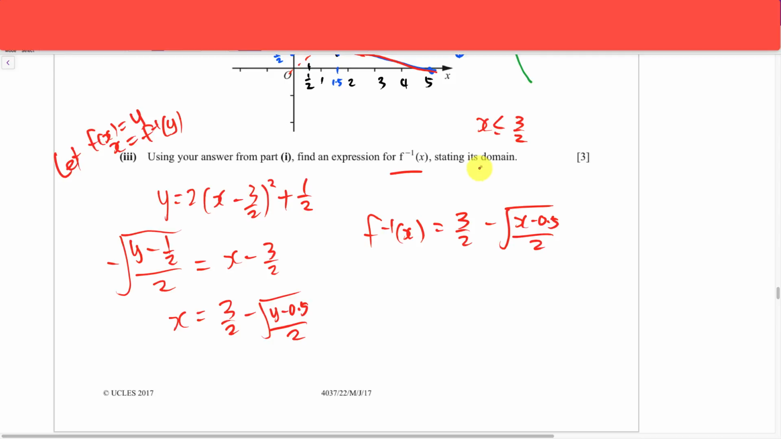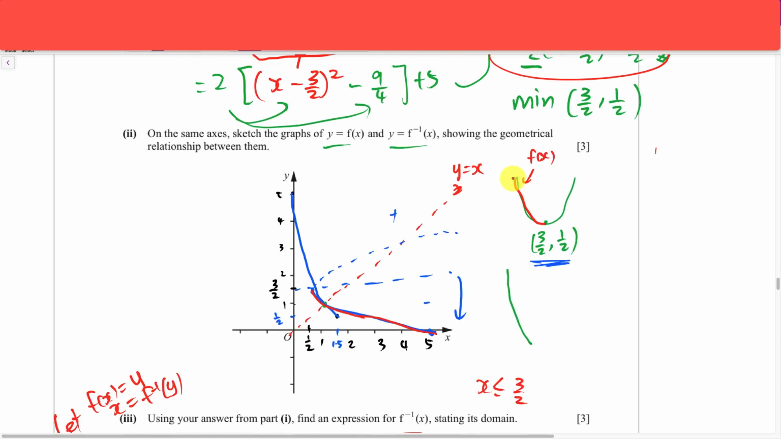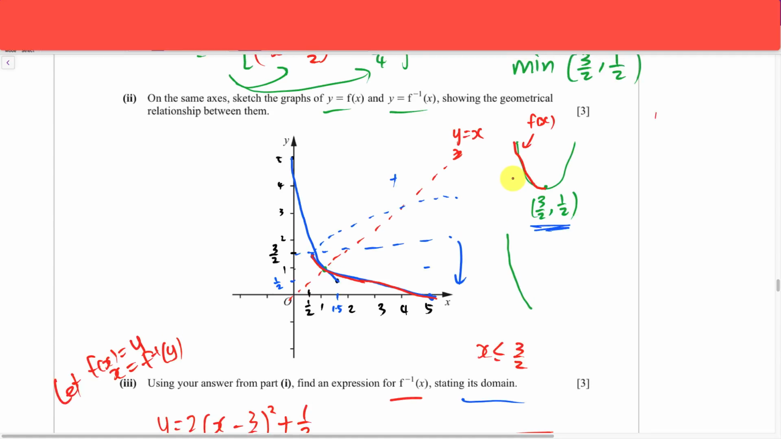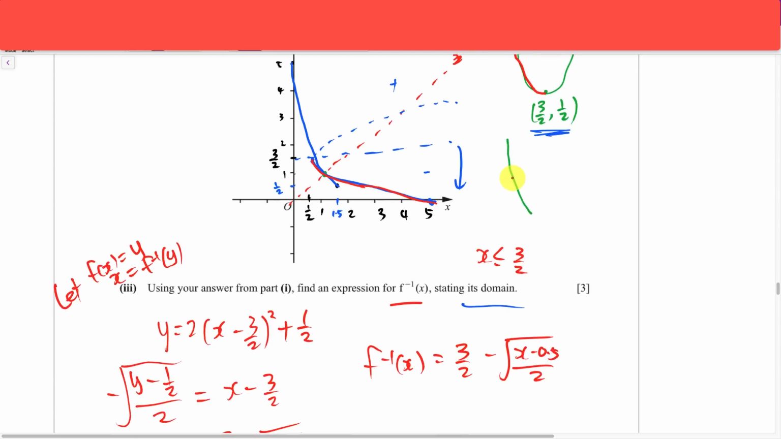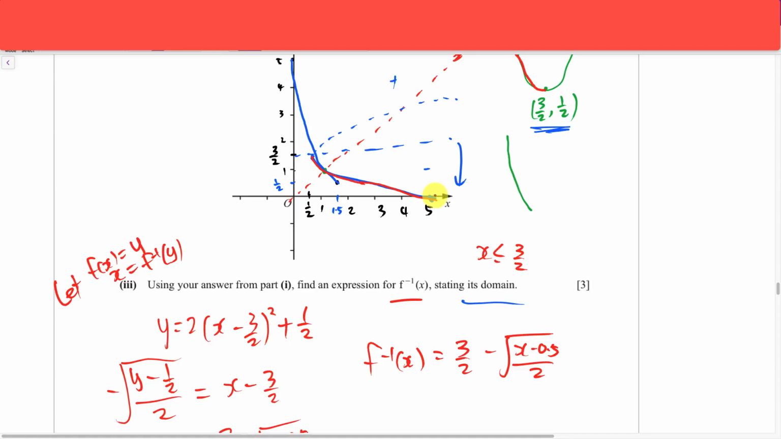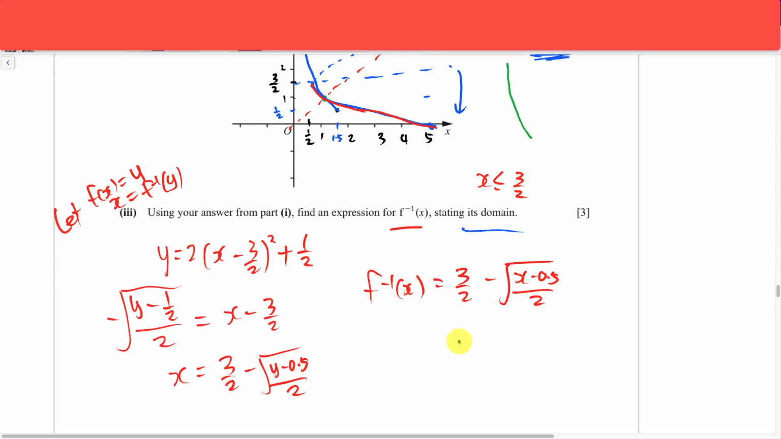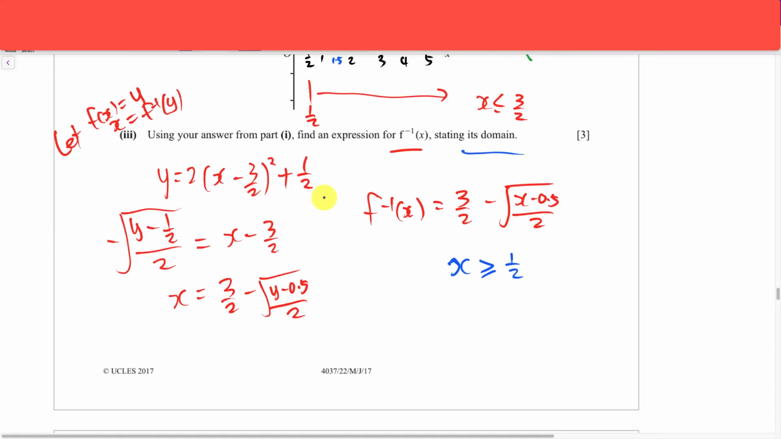Alright, as you state the domain, the domain of the inverse will be the range of f(x). If you can see this one, the range is basically from half onward, right? So I can say x should be bigger than or equal to 1 over 2, because for the inverse, the domain starts from here to infinity, and this value is 1 over 2.